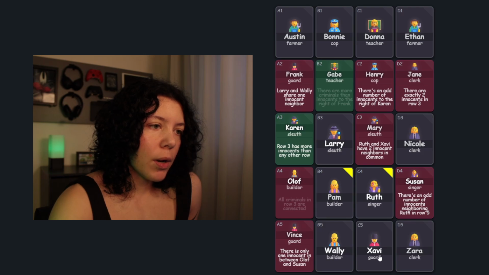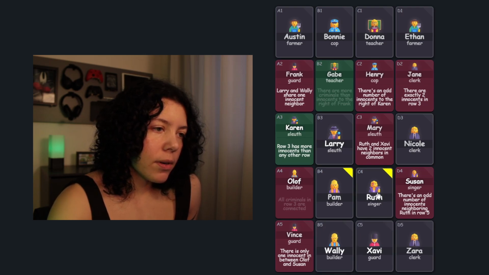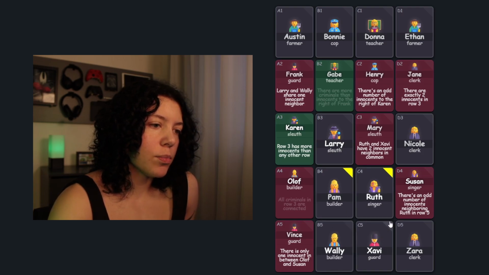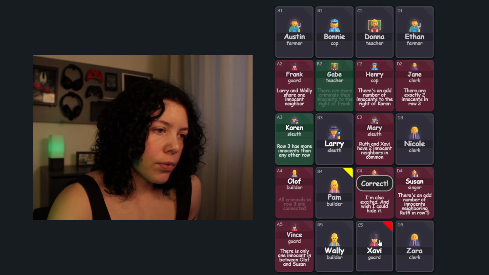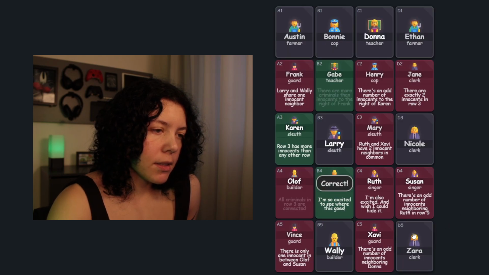And Ruth, well, we know that Ruth has 1 innocent neighbor in column 5, in row 5, sorry. And the only way for her and Xavier to share 2 neighbors is for Xavier to be a criminal. And Ruth as well. Because there can't be 2 innocents in any row. So both Ruth and Xavier are criminals and Pam is an innocent.